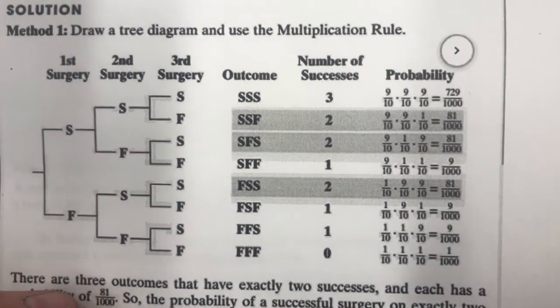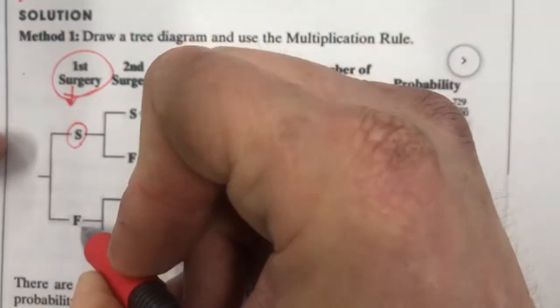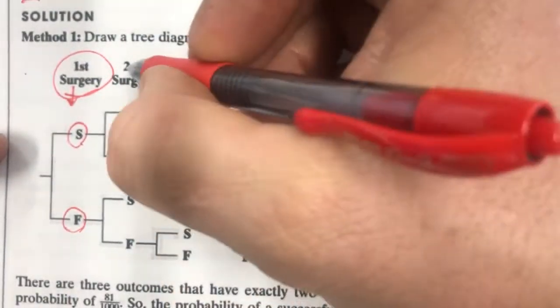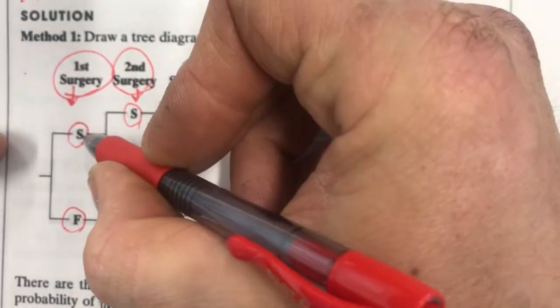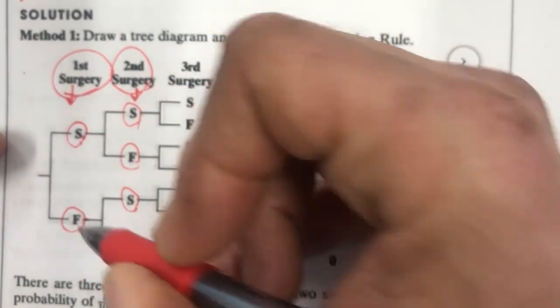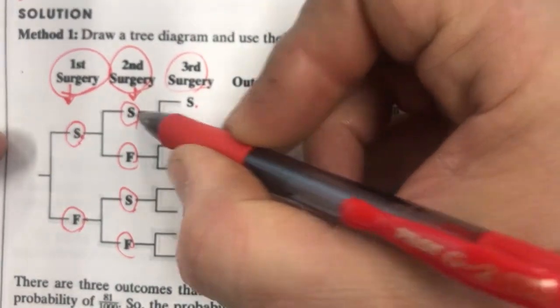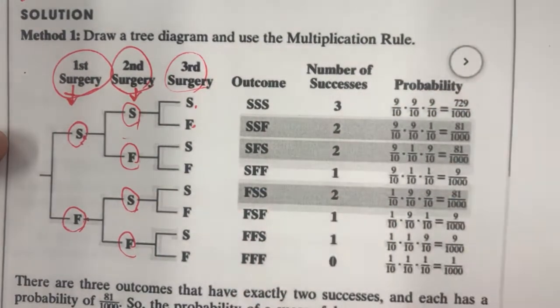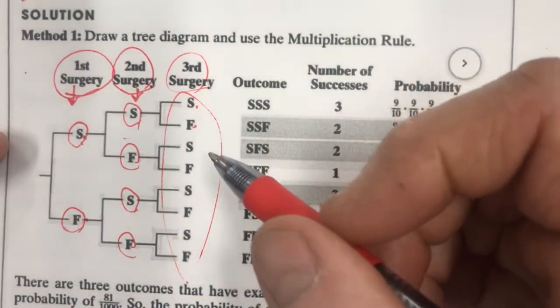All right, so here's a little tree diagram. So this is the first patient right here. See, the first surgery. It's either success or a failure. All right, then you got your second surgery right here. It's a success or a failure depending on if the first one was a success, or it's a success or a failure depending on if the first one was a failure. Then you have the third surgery, which is success or failure depending on this, success or failure depending on that, and so on. And so there's 8 different outcomes here that we have.